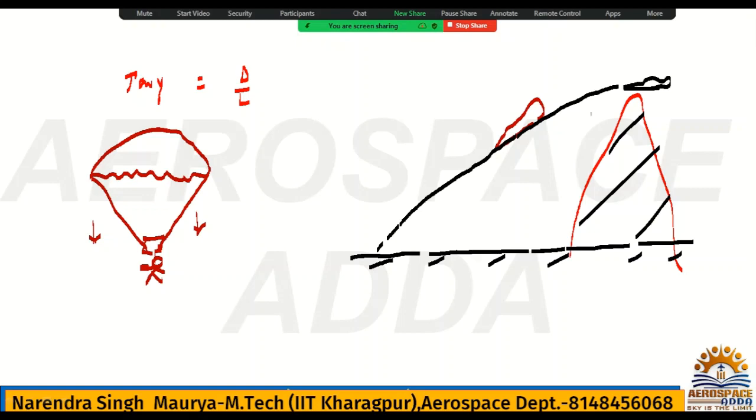What is a glider? With a glider, you get one particular angle because it has an aerodynamic shape, so you can increase your range, or if you want to reach some specific place, you manage the glider accordingly and reach that place. So the person is gliding, holding it and jumping from a station. This angle is nothing but the gliding angle. So what should this angle be? This is the gliding angle.